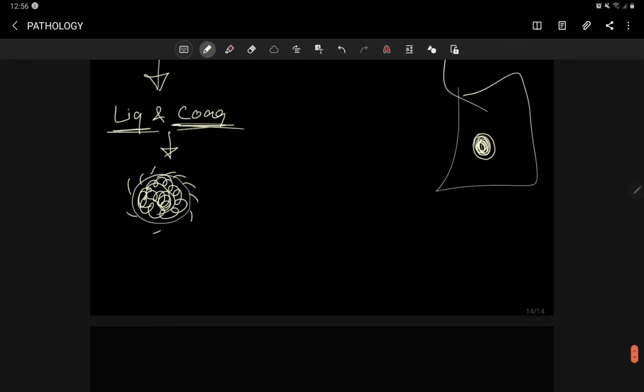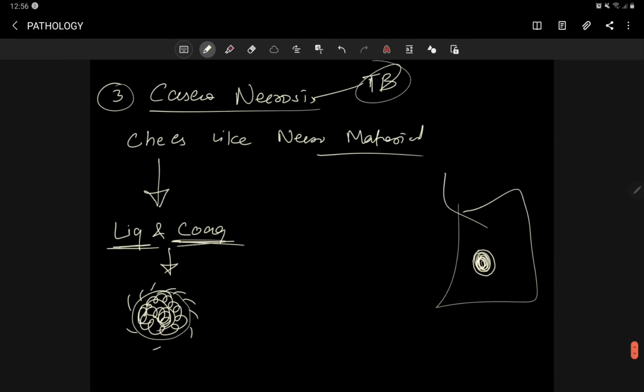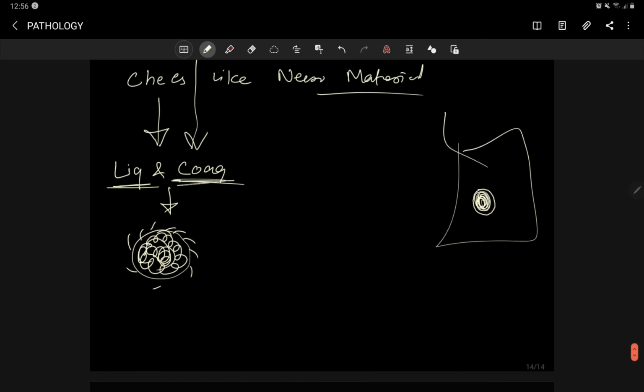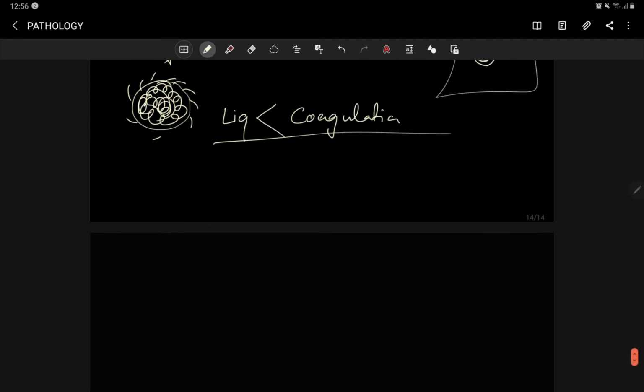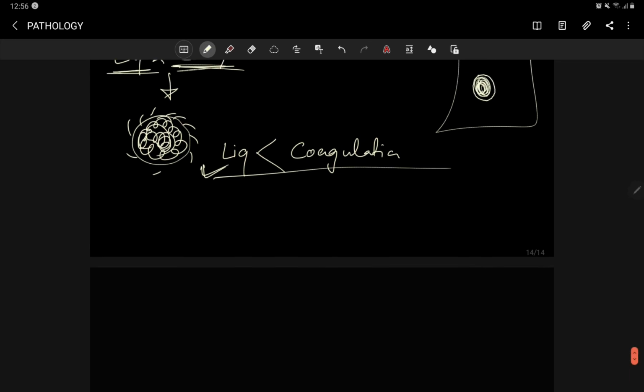but if anyone asks what is predominant, we understood that caseous necrosis is a combination of liquefactive necrosis and coagulative necrosis, but which one is more predominant? Caseous necrosis is predominantly due to coagulative necrosis rather than liquefactive necrosis. But in the options, if liquefactive or coagulative is not present, then liquefied will be the answer.